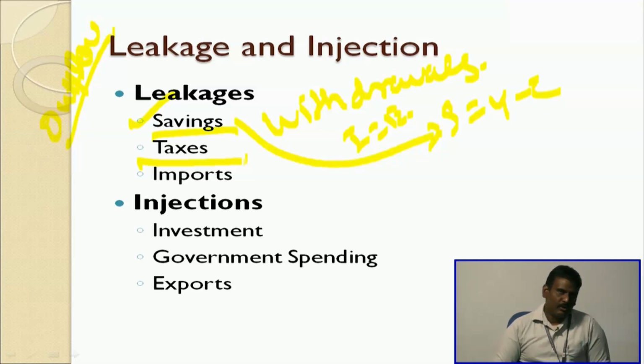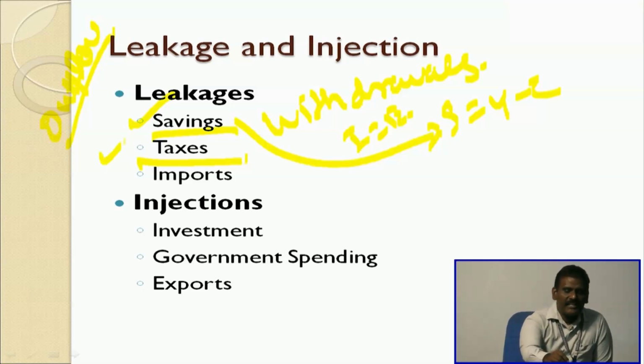We are going to store it for future consumption. We are going to store it for making deposits into the banks, deposits into the post office, or making investment into the market. So, that is what we consider as withdrawals.